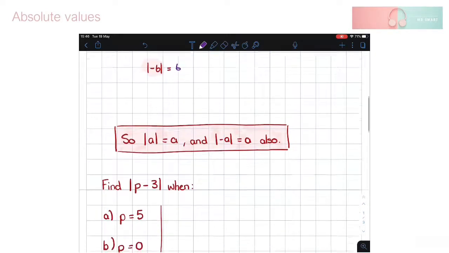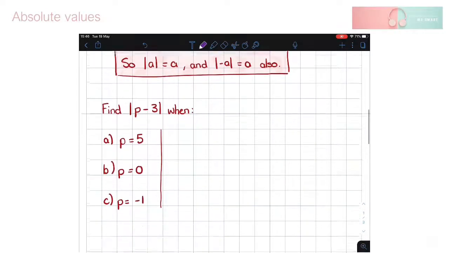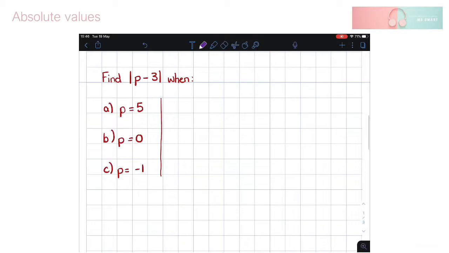Finally, let's have a look at absolute values when we substitute numbers into an expression. So we have an expression here, p minus 3, and it says find the absolute value of p minus 3 when, and we're going to substitute 3 different values in. So firstly, when p equals 5, we're going to have the absolute value of 5 minus 3, which is the absolute value of 2, which is 2.